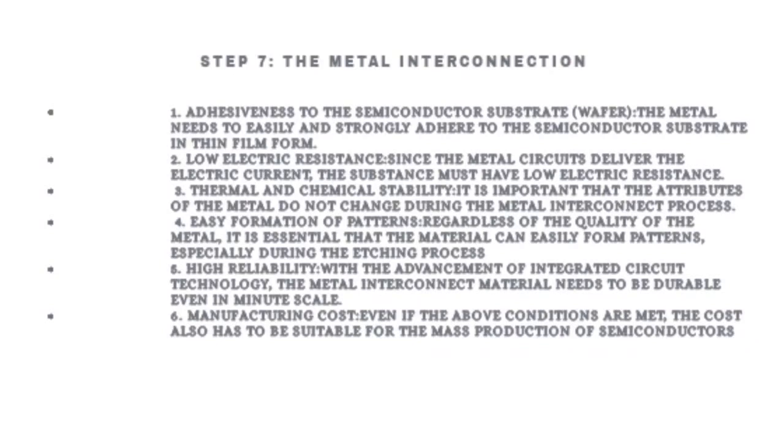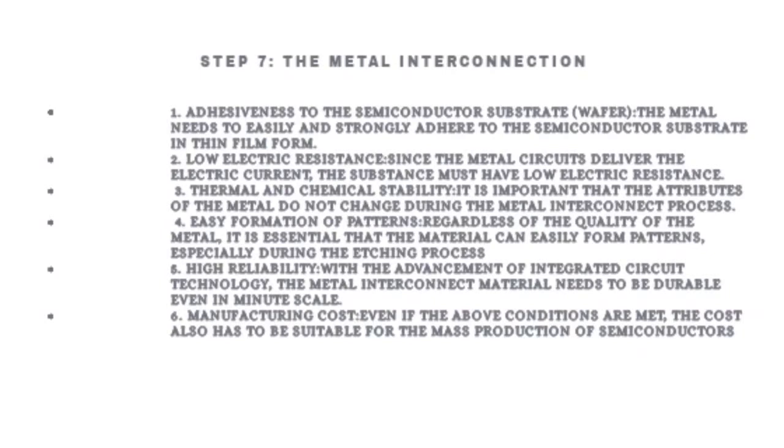Number 3. Thermal and chemical stability. It is important that the attributes of the metal do not change during the metal interconnection process. Number 4. Easy formation of patterns. Regardless of the quality of the metal, it is essential that the material can easily form patterns, especially during the etching process. Number 5. High reliability.